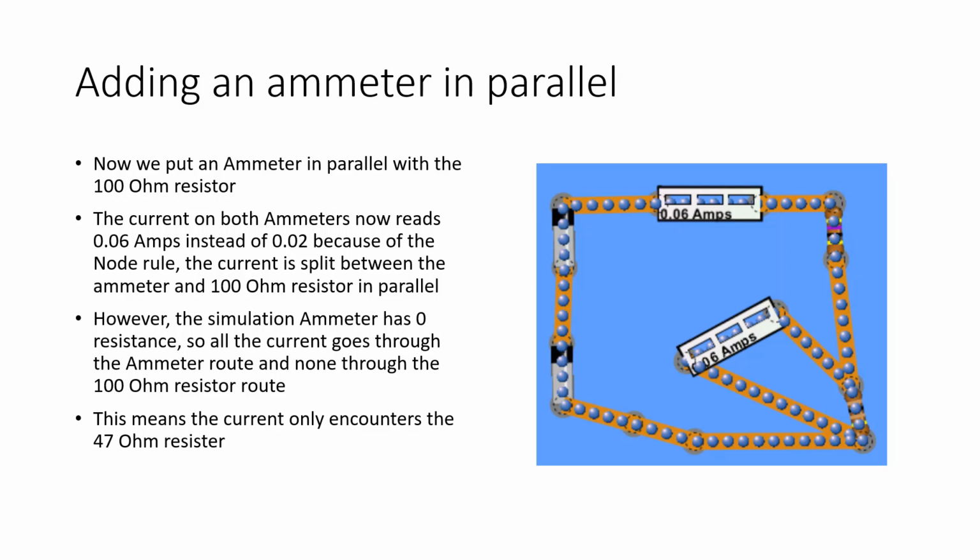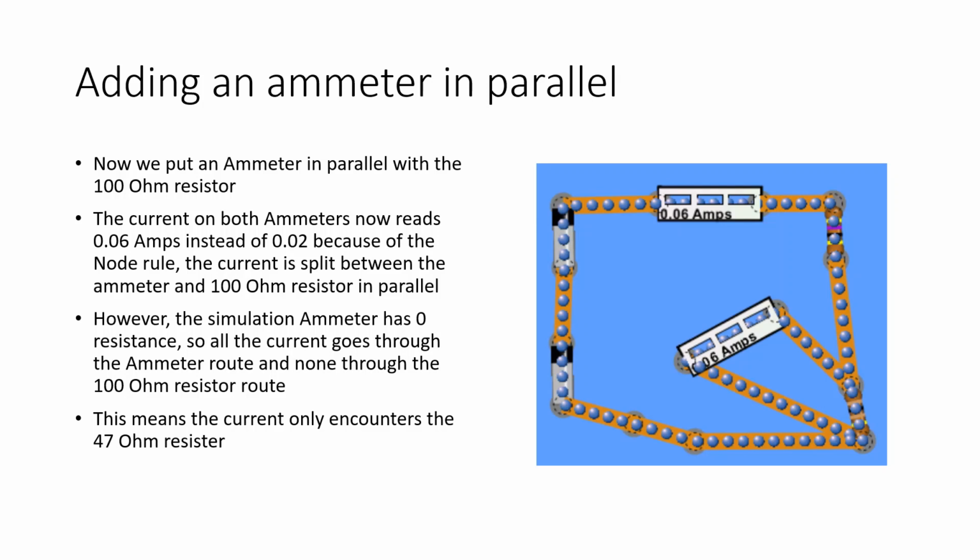It's going to read 0.06 amps instead of 0.02 because of the node rule. The current is split between the ammeter and the 100 ohm resistor, which is in parallel with it. And since the 100 ohm resistor is going to be resisting on that route, and our ammeter has no resistance in the simulation, because of the node rule, our current is going to all try to go through that zero resistance path through the ammeter, and therefore only the 47 ohm resistor is really being used in this lab.